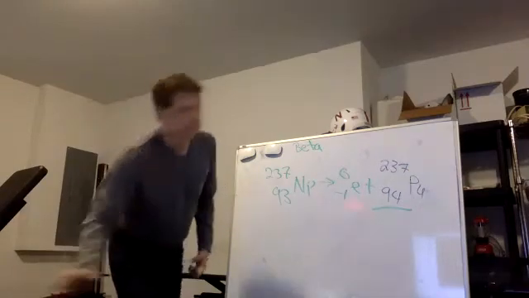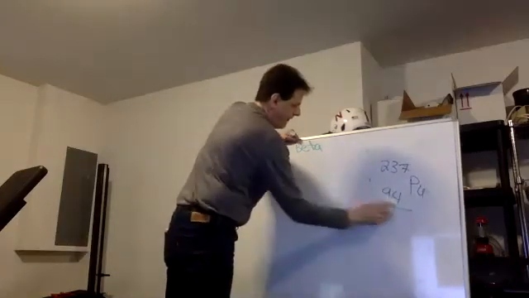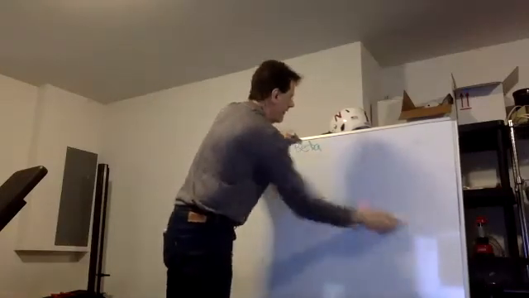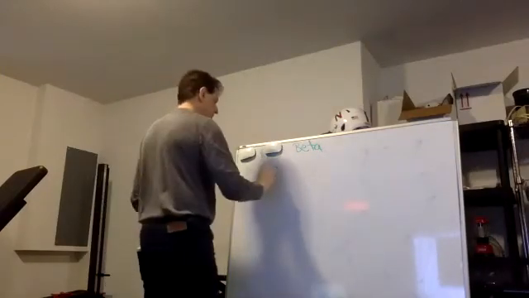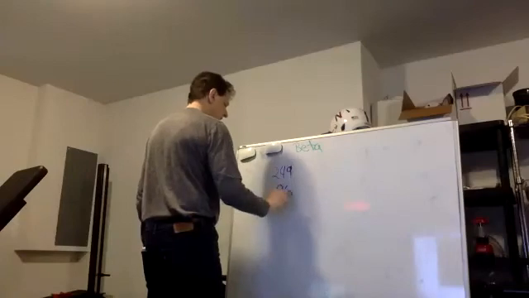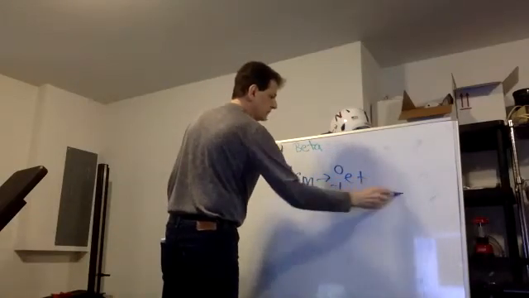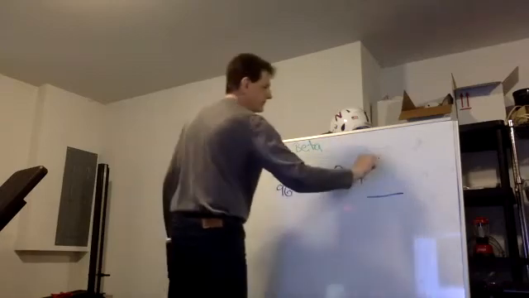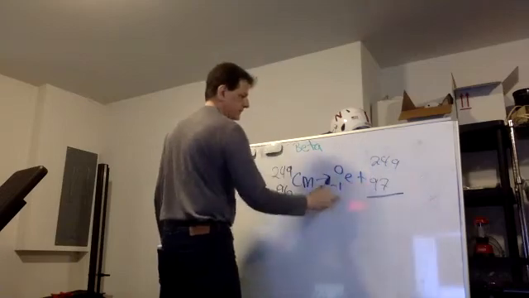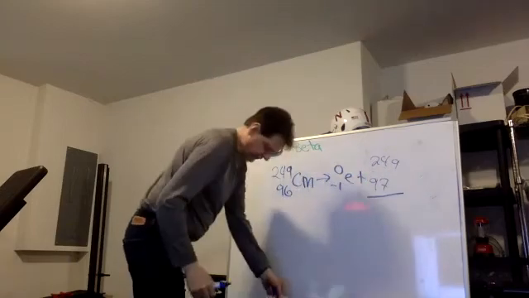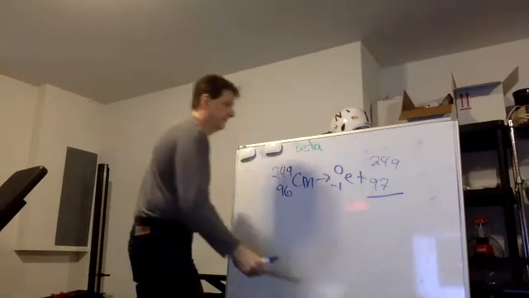Okay, next one up in the list is going to be 249, 96, curium, going to 0, -1 e plus blank. 249 slides over. 96 plus 1 is 97, and 97 and -1 is 96. And in box 96, we have curium.